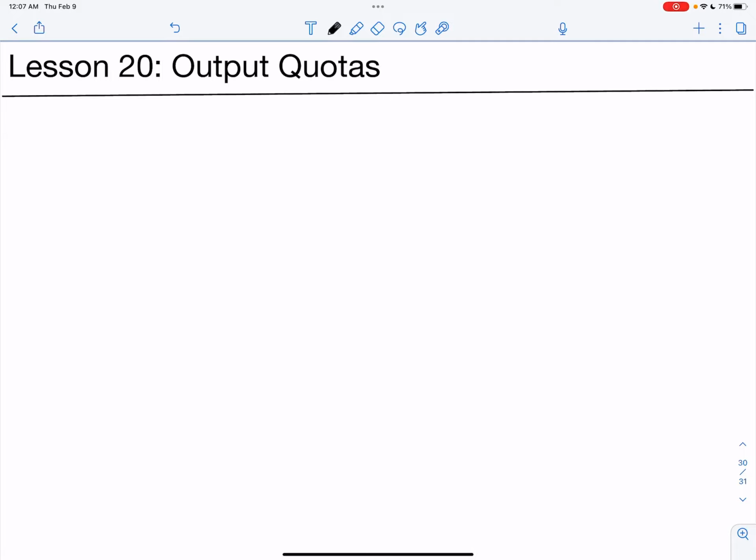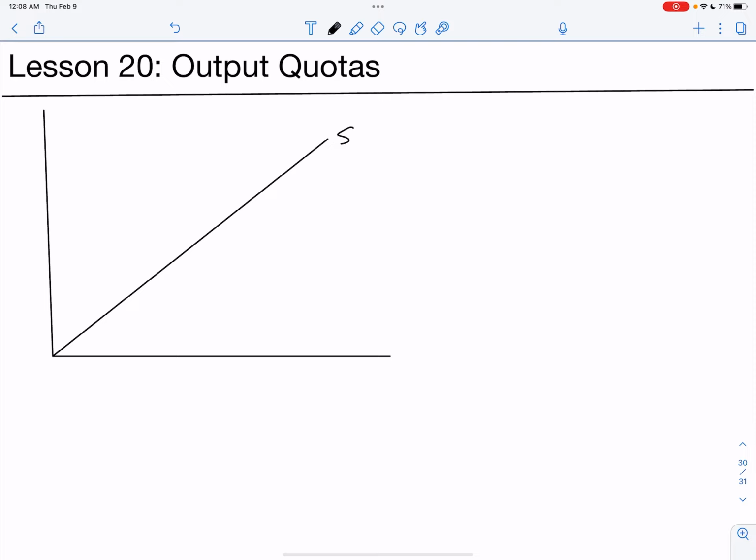In this video, we're going to talk about the concept of output quotas and the effects that these quotas have on economic efficiency. Okay, so let's start by drawing the graph that we always start with, which is a market in equilibrium. Okay, so we have our upward sloping supply curve as usual, and our downward sloping demand curve.